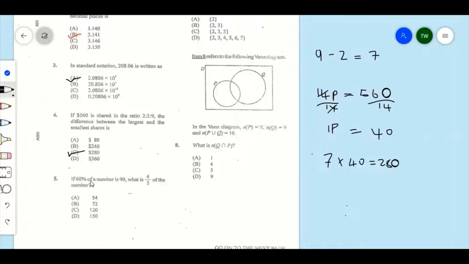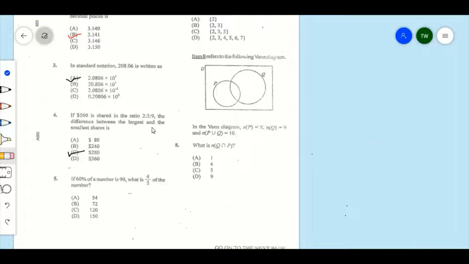If 60% of a number is 90, what is 4/5 of the number? So what we know from the question, 60% is the same thing as 60 over 100, right?